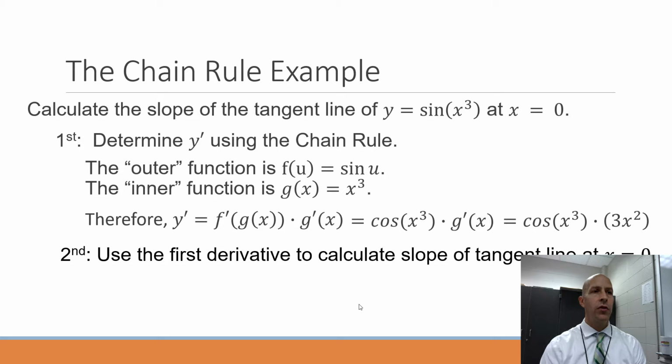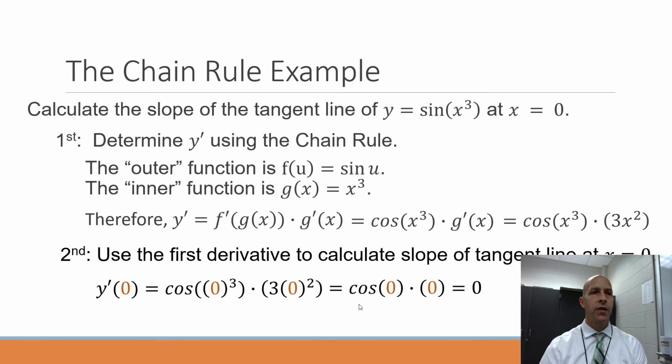So now we can use our first derivative to calculate the slope of the tangent line at x equals 0. All I'm going to do is plug 0 into our new function y prime. So what I've done here is I've just changed my x's to 0. Of course, 0 to the third is 0. 3 times 0 squared is also 0, so I'm doing cosine of 0 times 0, which is 0.